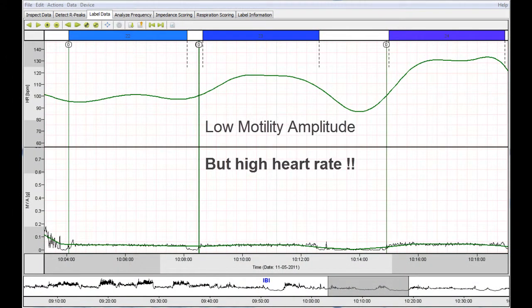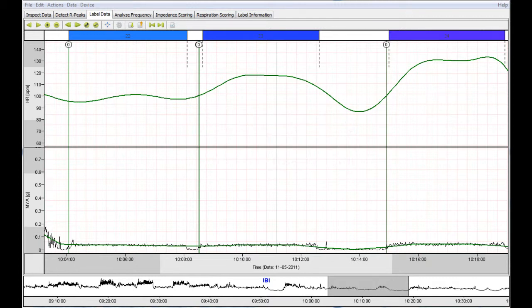This is how the use of the motility signal in combination with the heart rate signal and self-report diaries can greatly help you detect individual activities like walking, bouts of stair climbing, or bicycle rides.